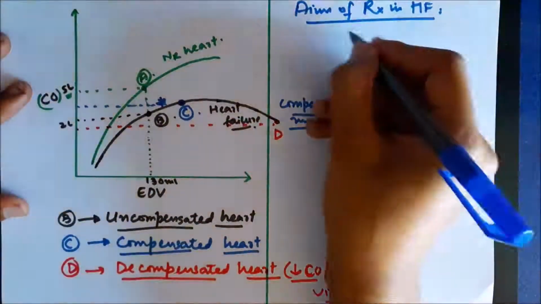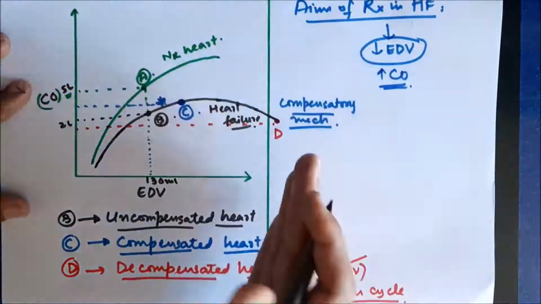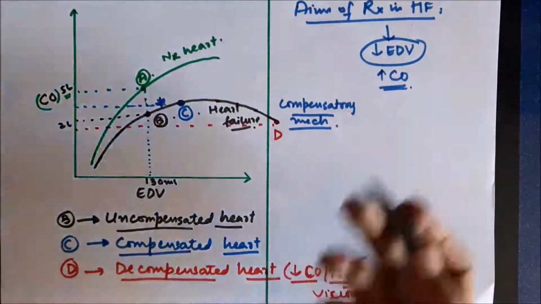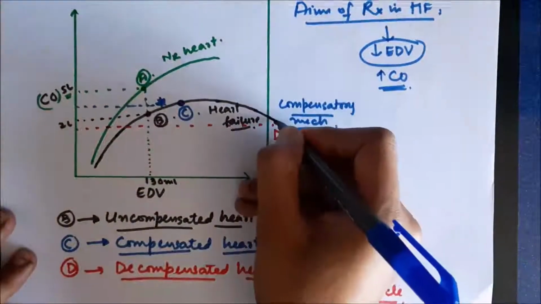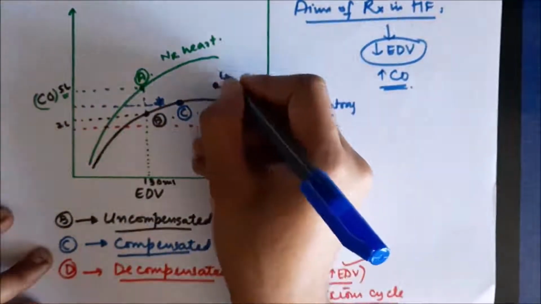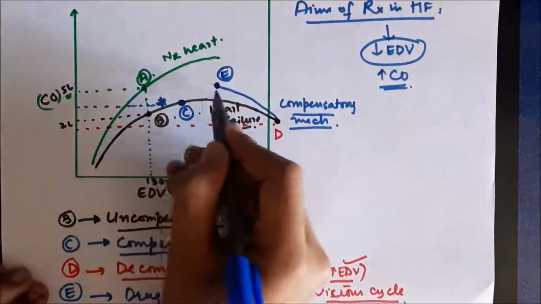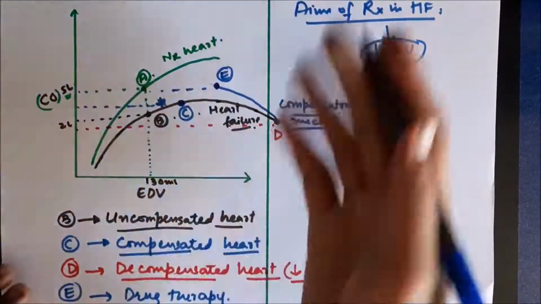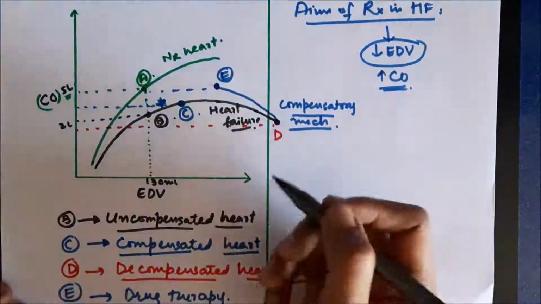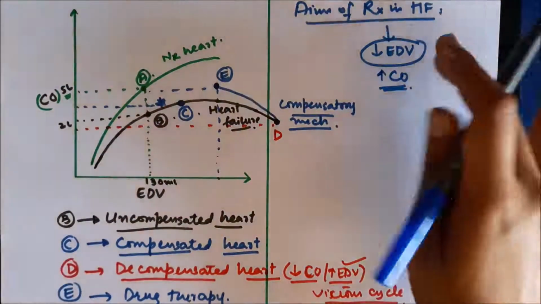Now, the aim of treatment in heart failure is to decrease the end diastolic volume, so that we can shift the curve from point D to a point towards the left side of the curve. After giving drug therapy, the end diastolic volume will decrease and cardiac output will increase to some extent. So the heart will start operating at point E after giving drug therapy. This will be better for the patient and it will decrease mortality. So that's the aim of drug therapy. We have to decrease the end diastolic volume and increase the cardiac output.